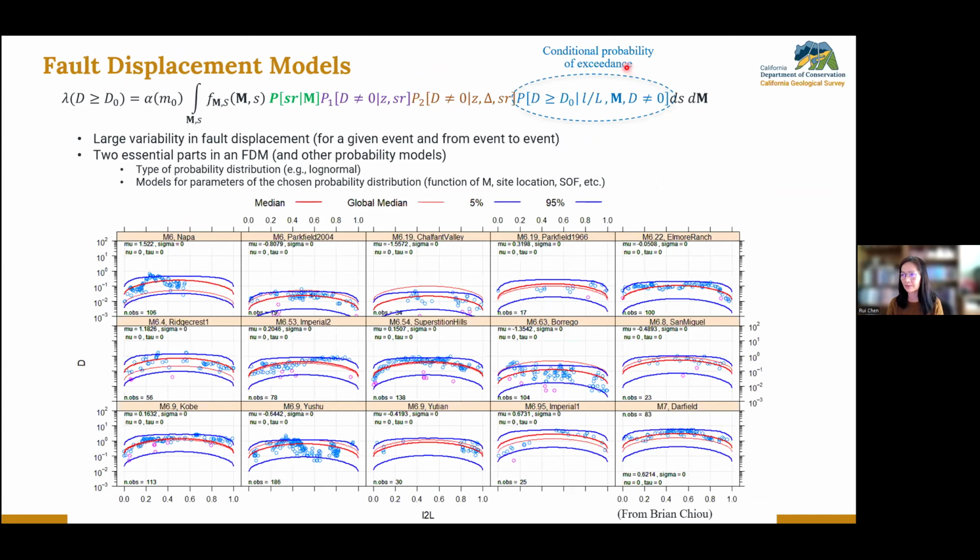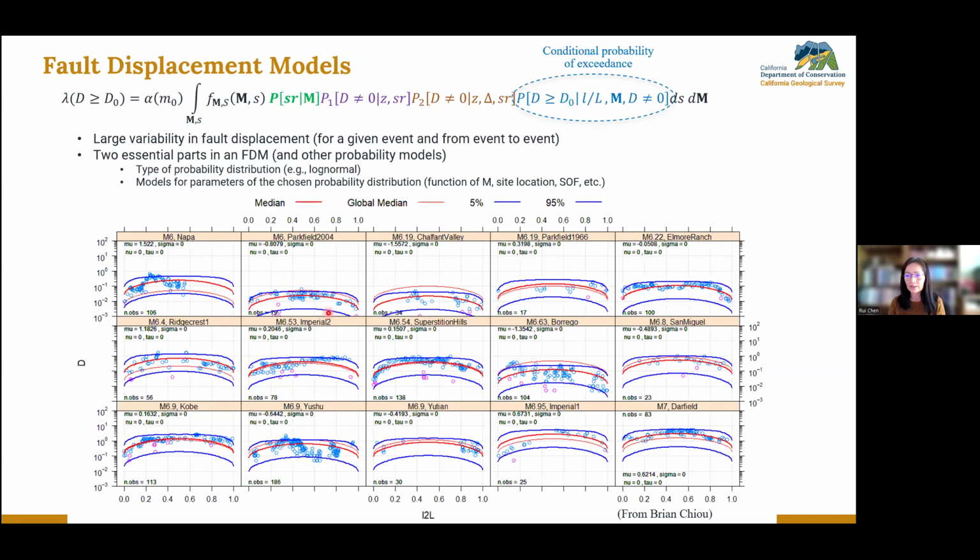Conditional probability of displacement exceedance, or fault displacement models. It is very difficult to develop this kind of models, largely because of large variability in the data. These charts and the ones in the next slide were put together by Brian Chiou for principal displacement in the FDHI from strike slip events in the FDHI database. The small circles are measured displacement, and the curves are predicted medians and the 5th and 95th percentiles from Brian's new model. For each chart, displacement is plotted in log scale on the vertical axis against normalized position on the fault, or L to L.